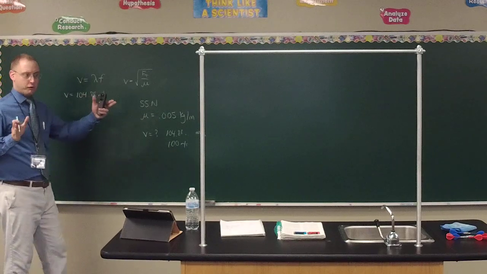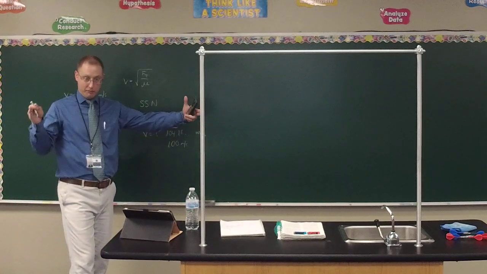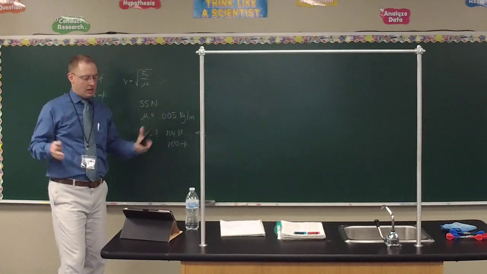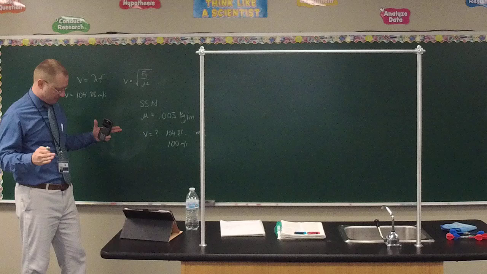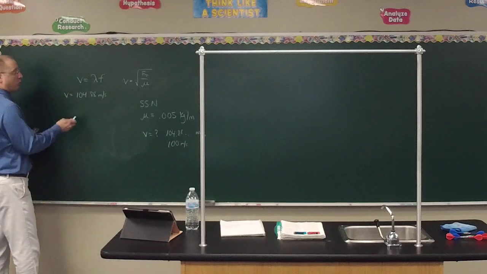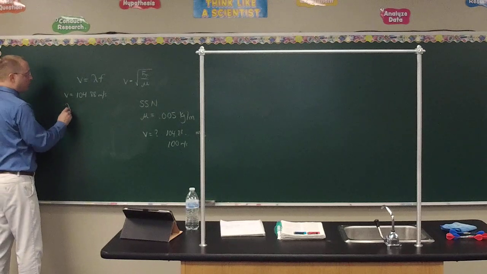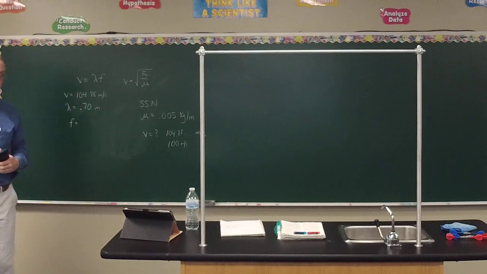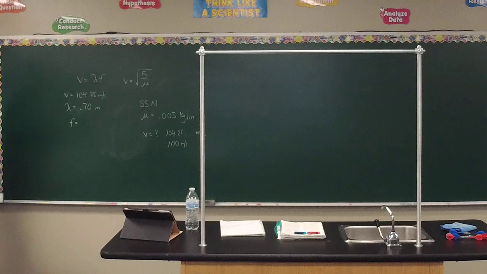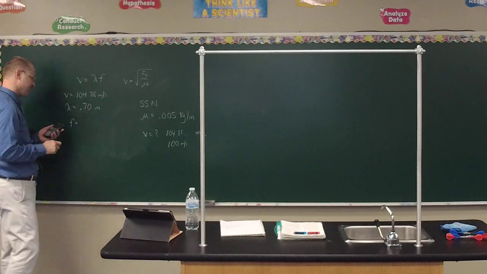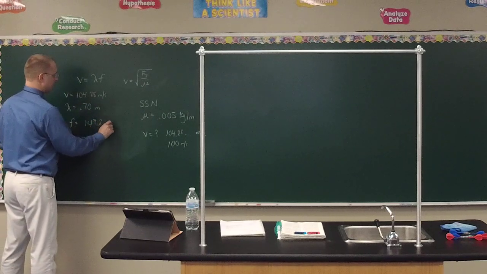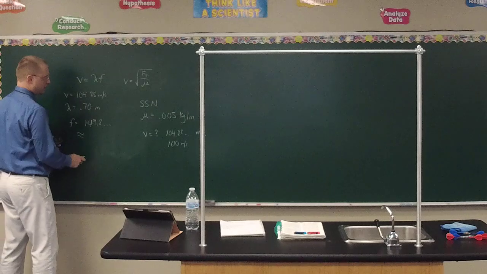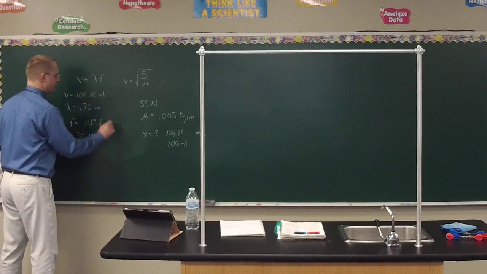And let's suppose on the guitar, of course, the wavelength is determined by the length from the bridge to the neck, correct? Let's just say that's 70 centimeters. So let's suppose that the wavelength determined by that is 70 centimeters, or we would say 0.70 meters. The question is, what frequency would that guitar string produce? It's a pretty low frequency. 149.8, let's round it off to 2 sig figs. Say 150 hertz, and that's a pretty low pitch.